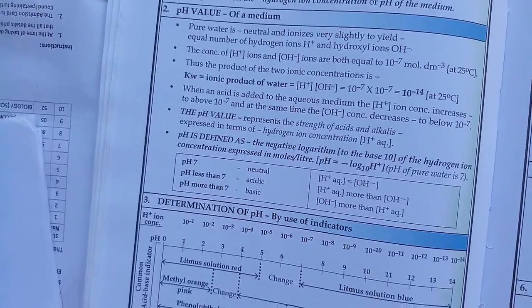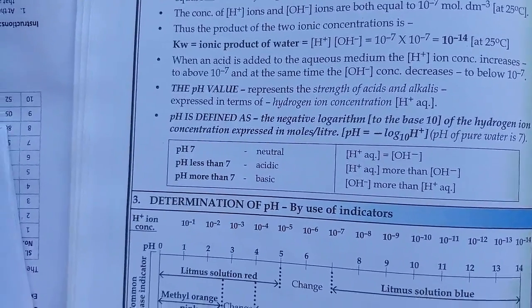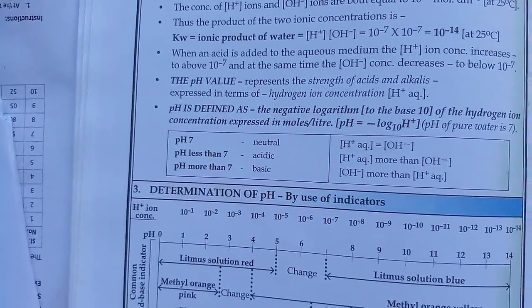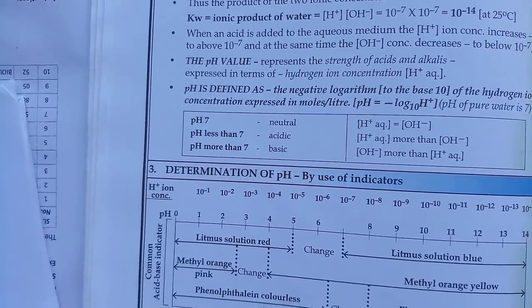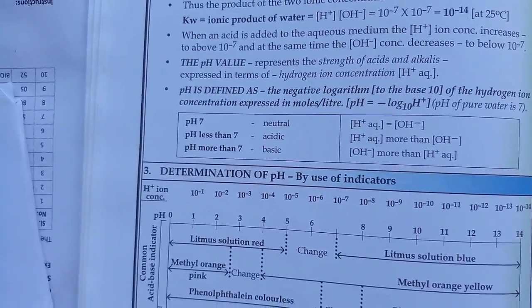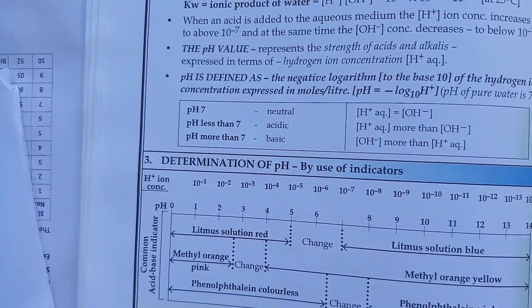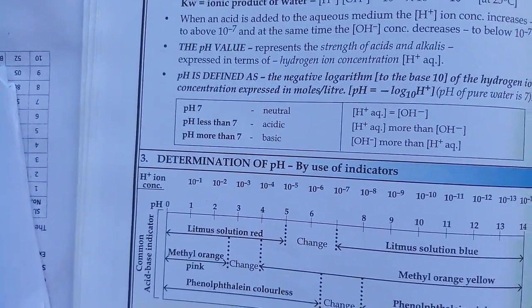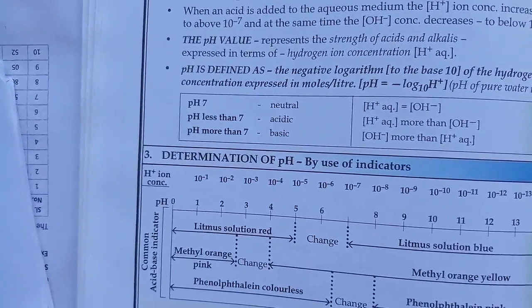Indicators: when the pH value is less than 7, it is acidic, and more than 7, it is basic. So the neutral point is 7. Sometimes it is 7.2, 7.3, not exactly 7, so that we consider as neutral. Sometimes 6.9 to 7.3 we consider as neutral, right?